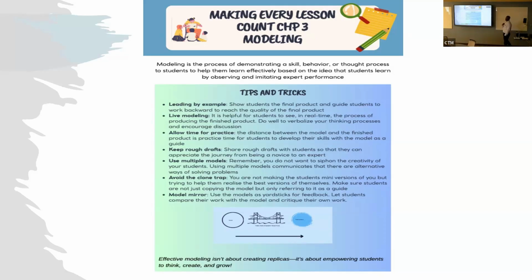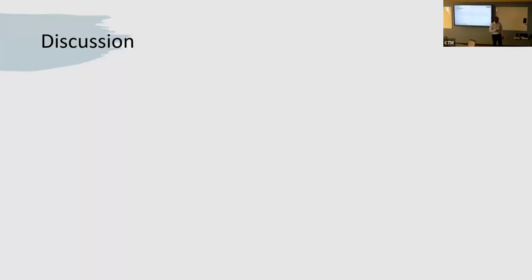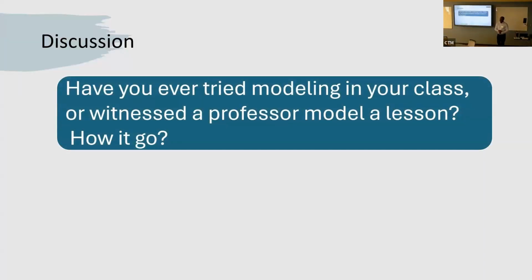Okay, if you do not have a question, I have a question. Okay. Let's talk about this. Have you ever tried modeling in your class, or have you ever witnessed a professor model a class? How did it go? What were some of the things you saw that maybe we have just talked about, or some of the things you wish you would have seen that you didn't see? Let's give it a go.